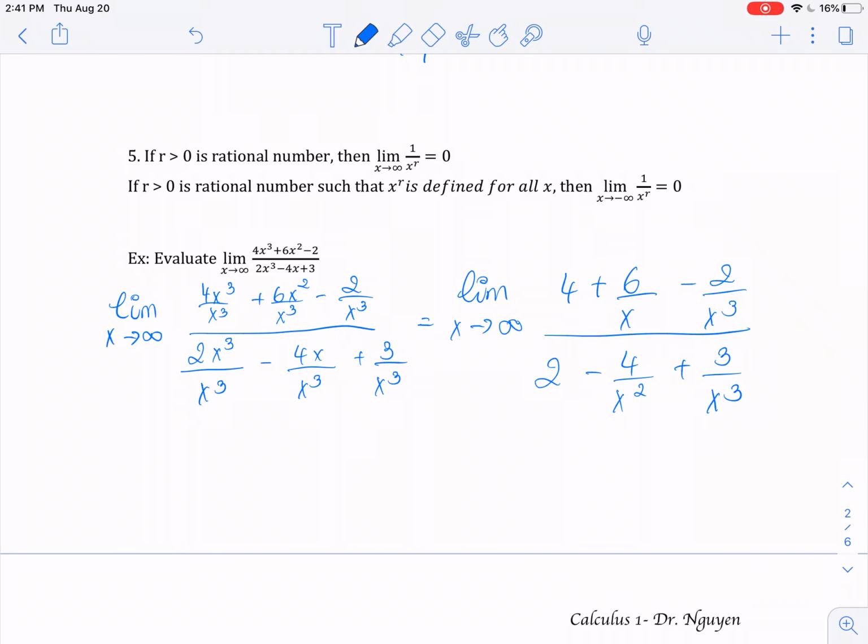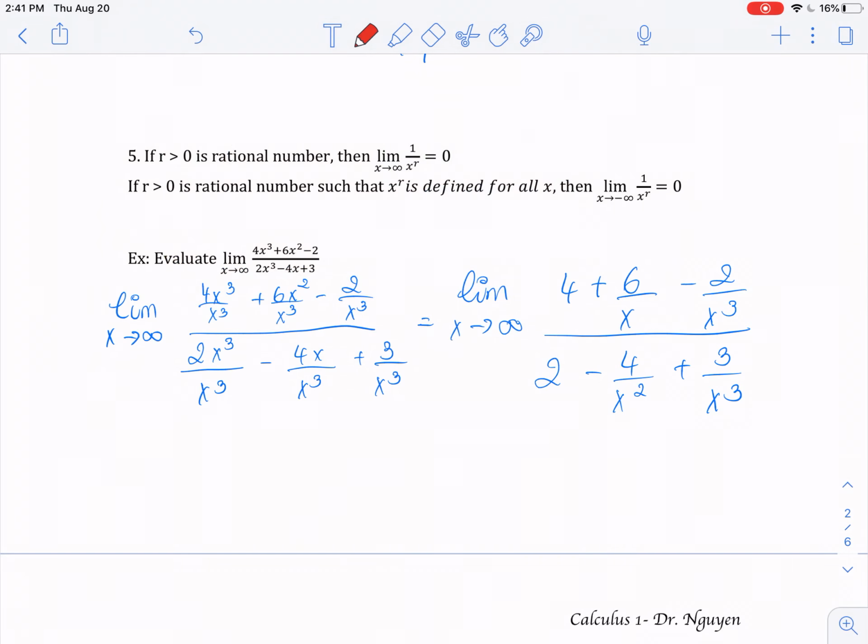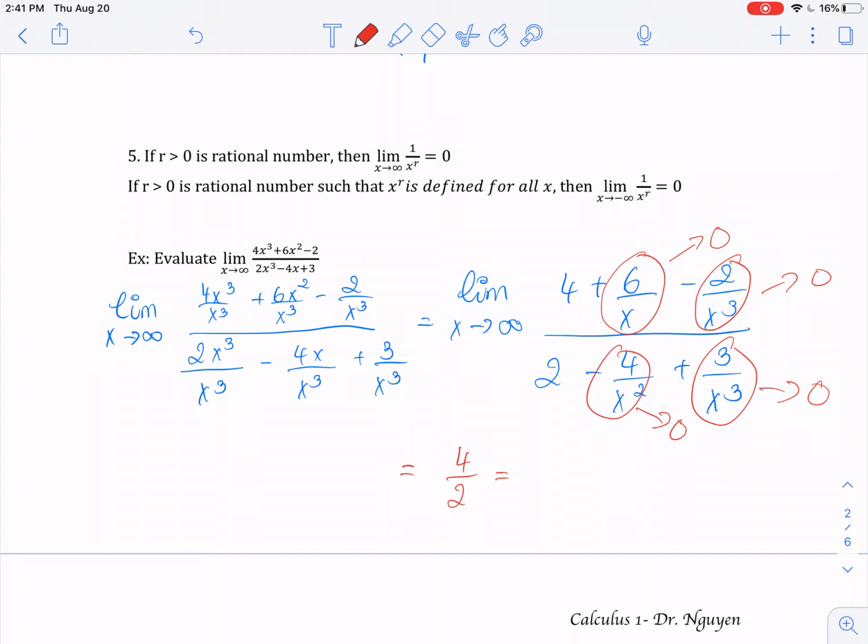And from the previous theorem, we know that these are rational functions, so they are going to go to 0 as x goes to infinity. This one approaches 0. This one approaches 0, and this one approaches 0. So we end up with 4 over 2, which is 2, and that's going to be the limit.